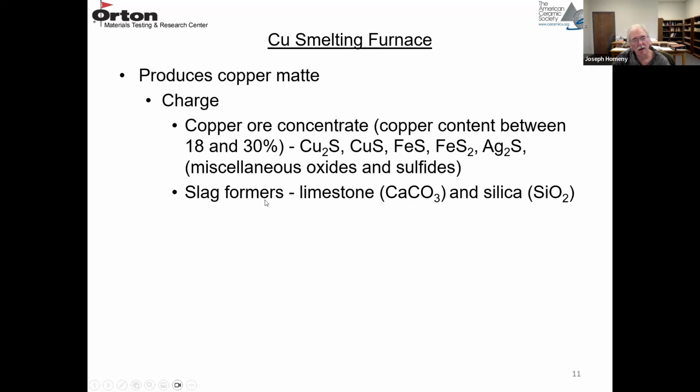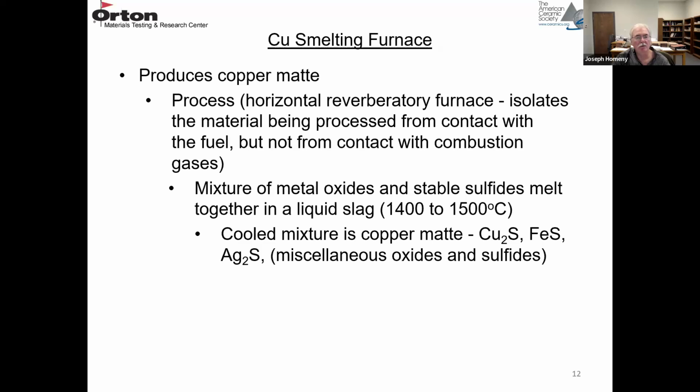So you add a slag former to this mix, limestone, calcium carbonate, and silica. So those two form the slag. Again, it's a horizontal reverberatory furnace. So the mixture of metal oxides and these stable oxides, they melt together in this liquid slag, and that takes place at maybe 1400 to 1500 degrees C.